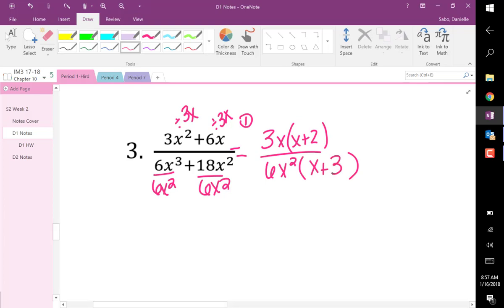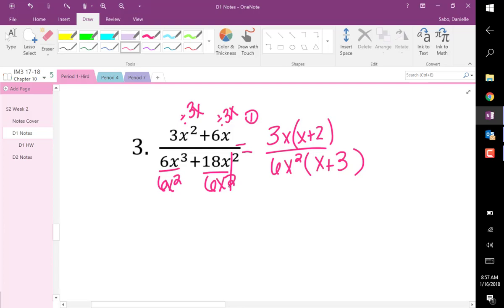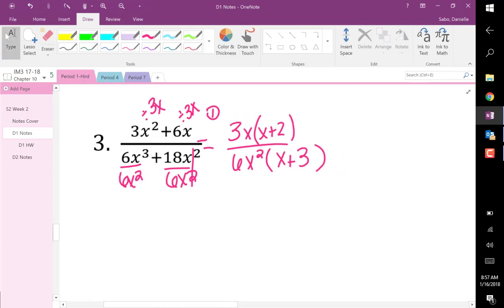Okay? Here's why, because this is gone. And remember we said that we subtract exponents, 3 minus 2. Okay, so now we have to talk about our excluded values. We have to talk about both of them. Every x we have to talk about.